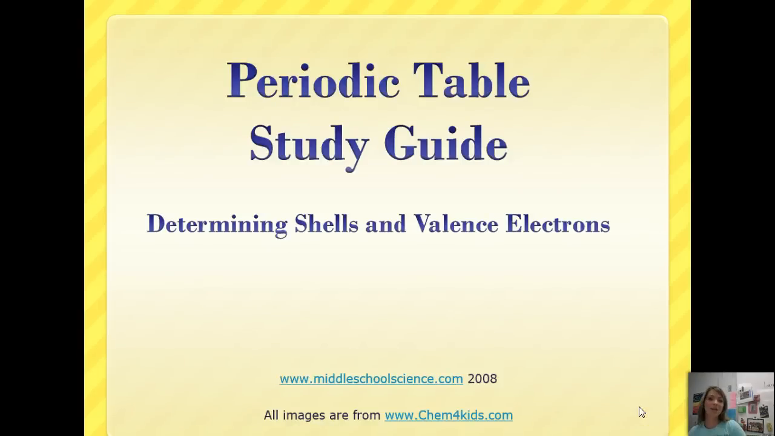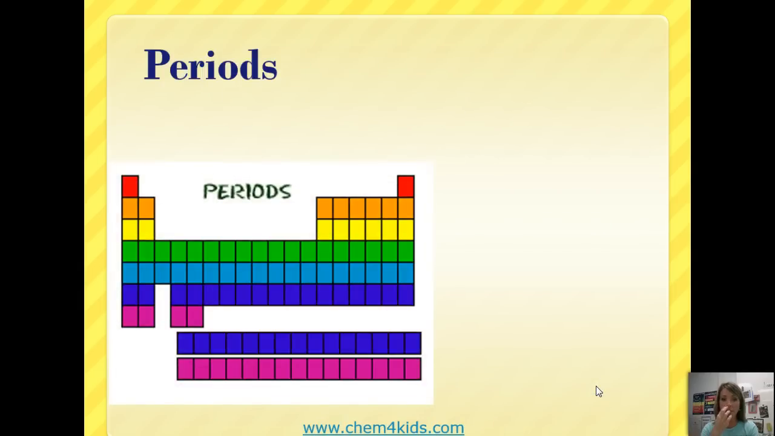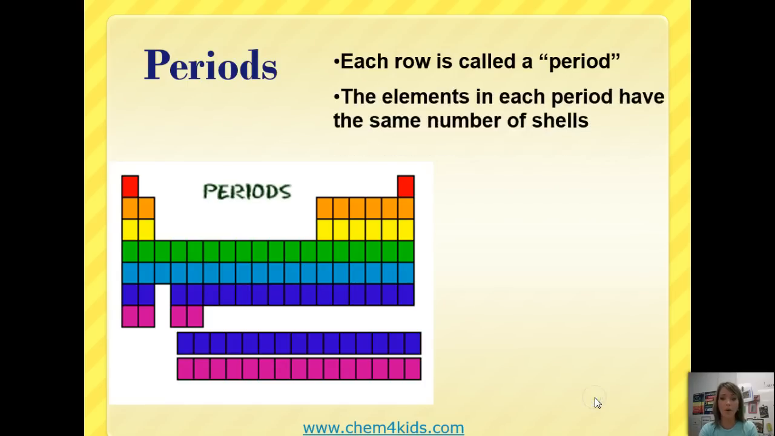All right, today's lesson is going to be about figuring out the number of shells and the number of valence electrons from an element's location on the periodic table. Now, the first term that you're going to need to be familiar with is a period, and a period is the name for each row on the periodic table.